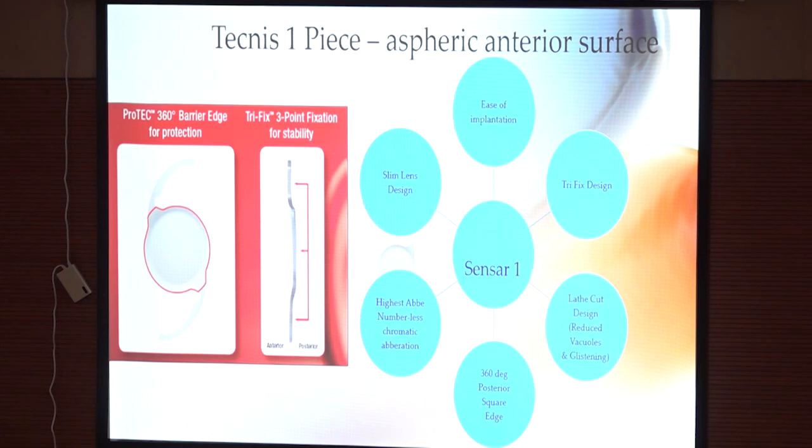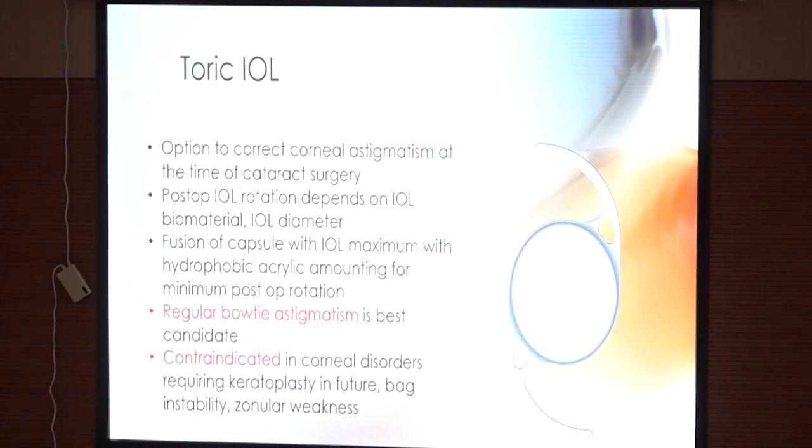The Tecnis one piece has an aspheric anterior surface. They propose that this has the highest Abbe number. The Abbe number is around 55 in the Tecnis group of lenses, and this leads to less chromatic aberration. I will discuss the chromatic aberration also later. And it has a 360-degree posterior square edge and a lathe cut design to reduce the vacuoles and the glistening. Toric IOLs are used in regular bow-tie type of astigmatism, and they are the best candidates. So you see these marks on the IOL, they are used to align with the steep axis. They are contraindicated in corneal disorders requiring keratoplasty in future, and in cases of bag instability and zonular weakness.